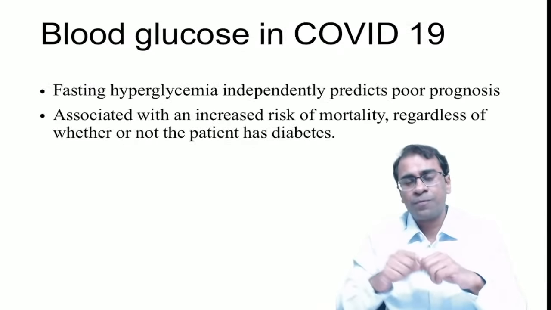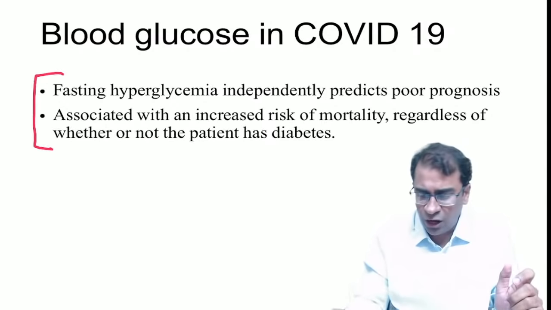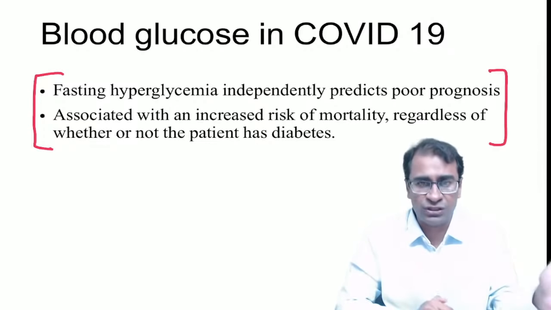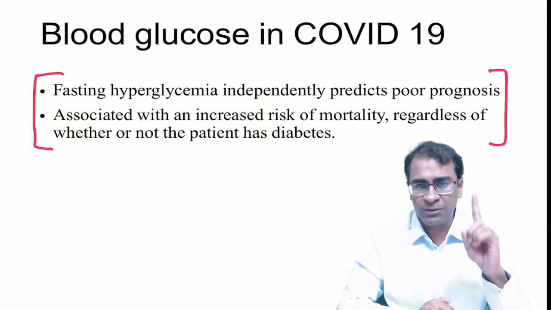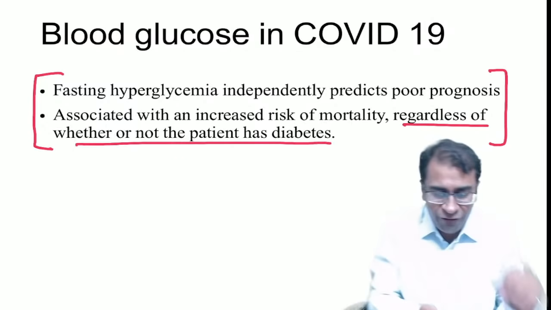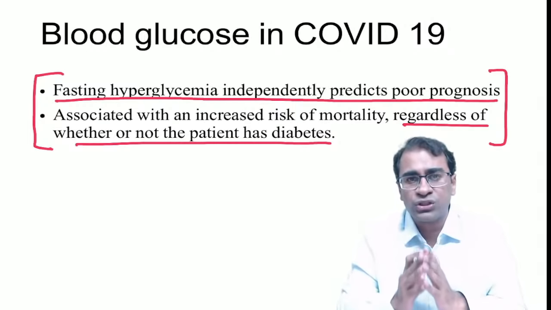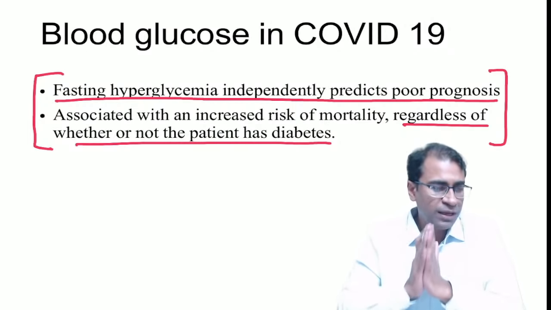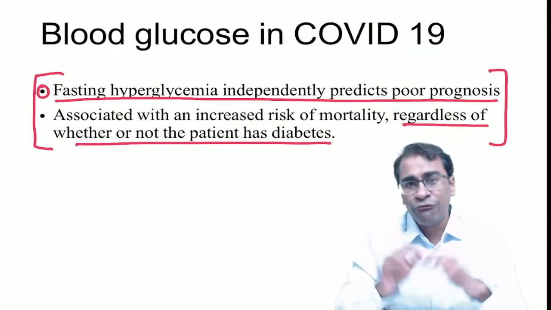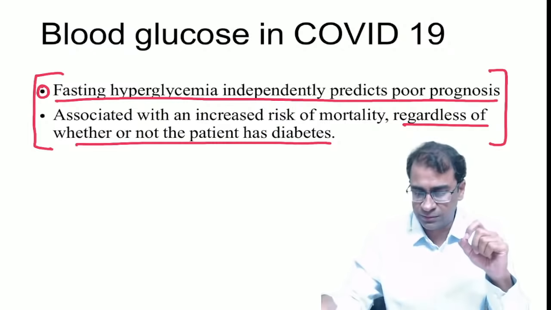Let's start with it. Blood glucose in COVID-19. Remember, this is a very, very important statement. I have just read a lot of articles proving the fact that even in a non-diabetic patient, please understand, regardless of whether the patient has diabetes or not, a fasting hyperglycemia is an independent poor prognostic marker. So you should understand that this is the first one, very, very important here. Fasting hyperglycemia is one poor prognostic marker for COVID-19 infection.